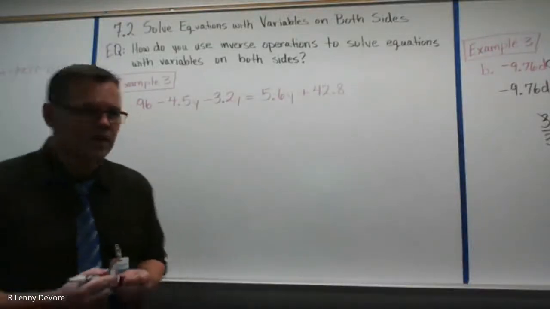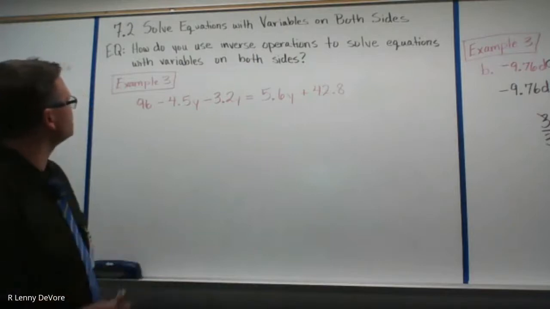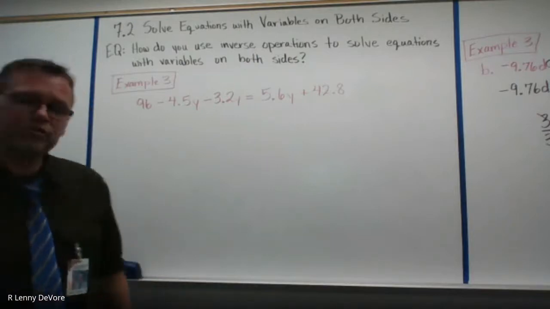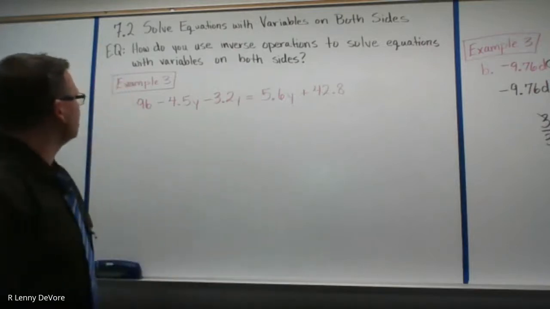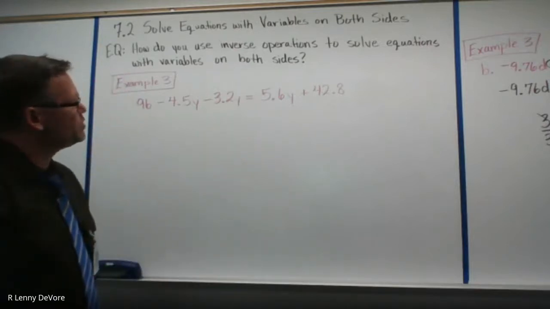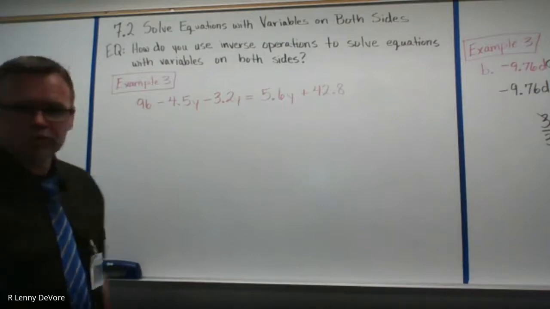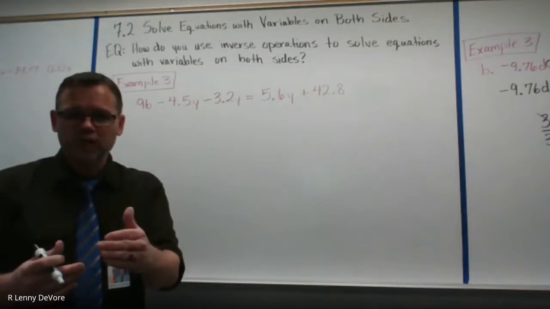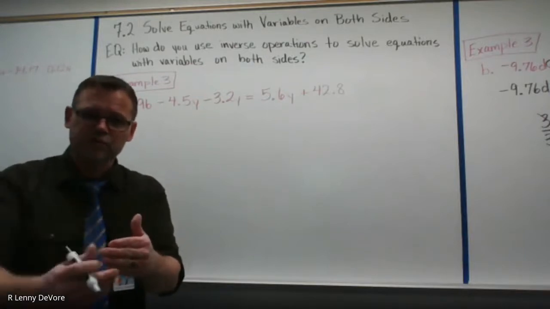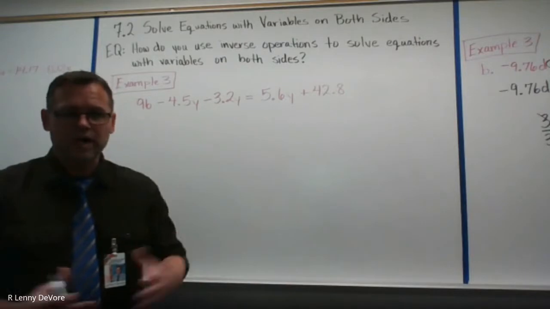All right, guys. So 7.2 honors: solve equations with variables on both sides. We're going to have variables on both sides of the equal sign. Okay. How do you use inverse operations to solve equations with variables on both sides? Inverse just means opposite. So if we are multiplying, we want to divide. If we are subtracting, we want to add. Okay, so that's what we want to look at.